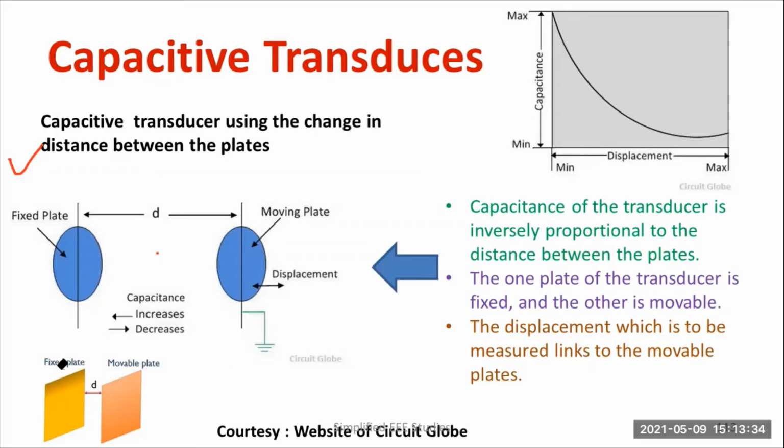In the bottom side I have shown another diagram. This is a fixed plate and the other is the movable plate. The fixed plate is stationary, the movable plate will be dynamically varying. As the movable plate varies, the gap is also getting changed. As the gap varies, the capacitance will change. You can explain with the help of this particular diagram.